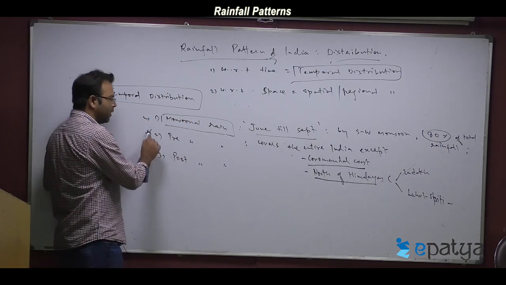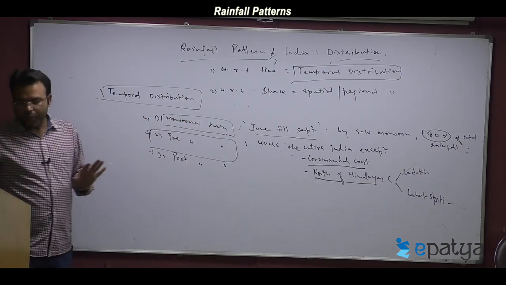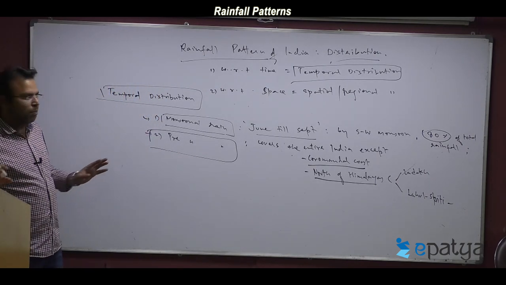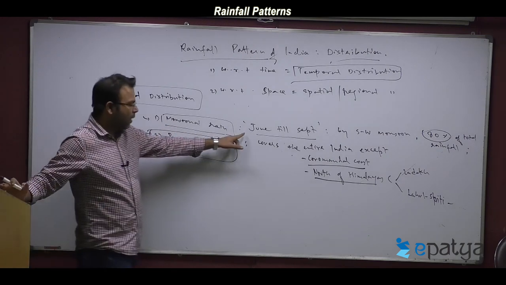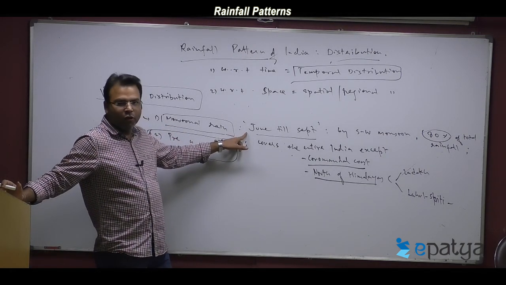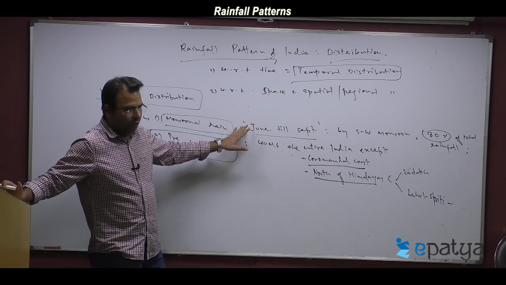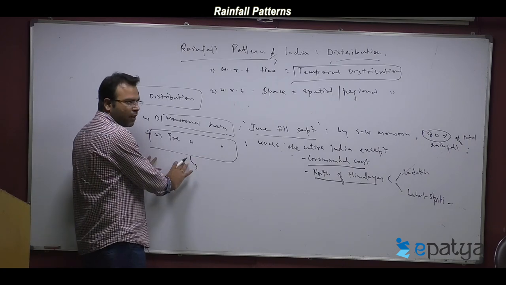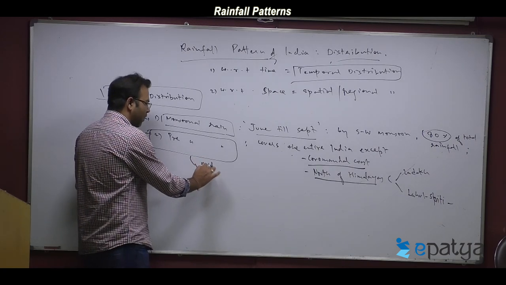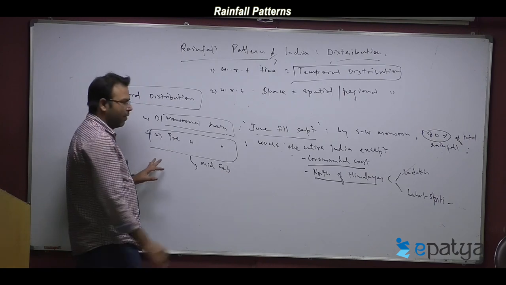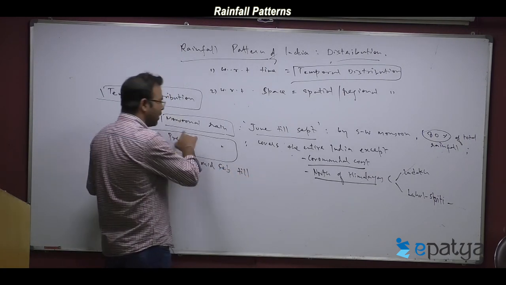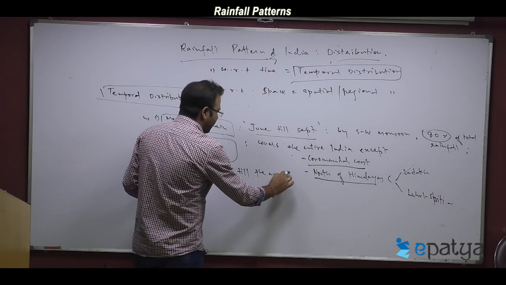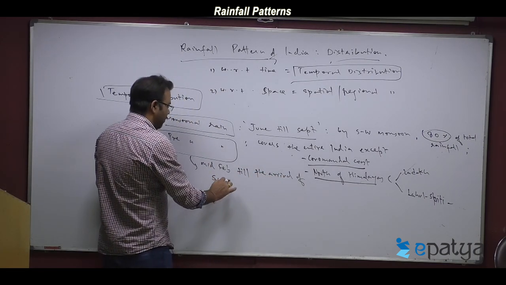So, now, second point is pre-monsoonal rain. That means before what? Timing of the rainfall should be before June. Isn't it logical? Pre-monsoonal rain means before June. So, this is your summer rainfall that occurs from mid-February till the arrival of southwest monsoon.